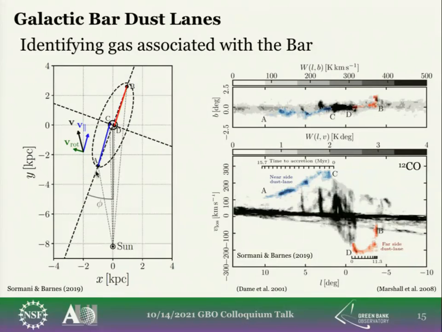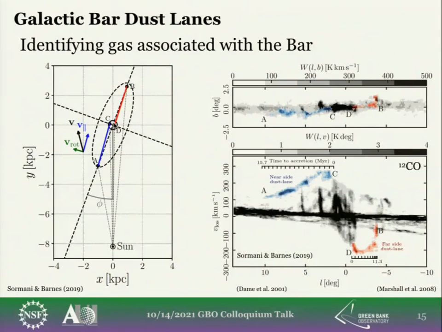So based on the orientation and geometry of these structures, they get an idea of how the bar is oriented relative to where we are located at the sun, which is about negative 8.2 or so kiloparsecs away from the galactic center itself, which is shown here as this black circle. Okay, so that's essentially how they identify the structure of the galactic bar.